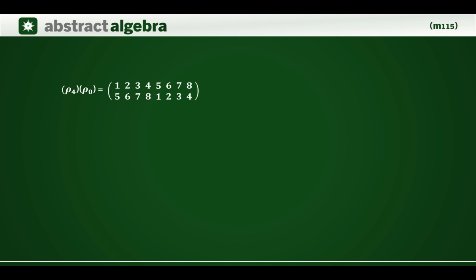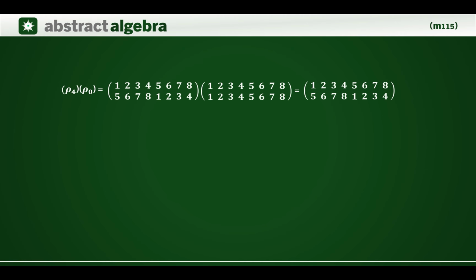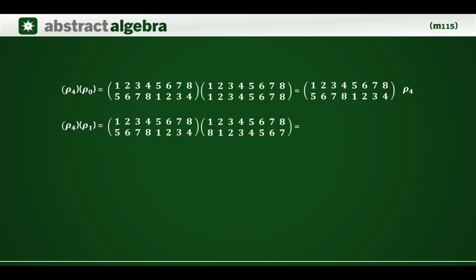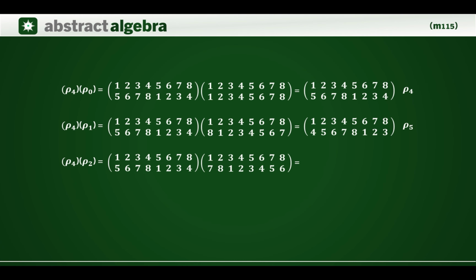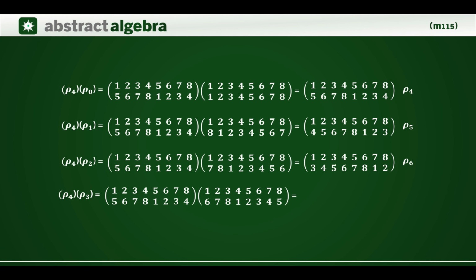Next, we are going to find the composition of rho sub 4 to rho sub 0. The composition of rho sub 4 to rho sub 0 is rho sub 4. Next, the composition of rho sub 4 to rho sub 1 results in rho sub 5. Next, the composition of rho sub 4 to rho sub 2 results in rho sub 6. Next, the composition of rho sub 4 to rho sub 3 is rho sub 7.